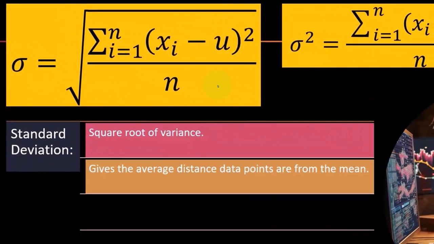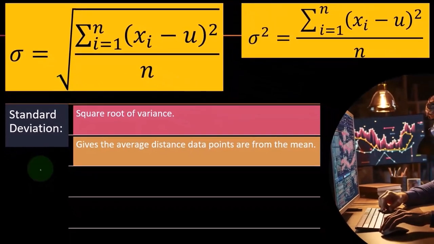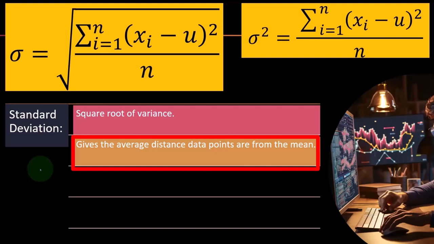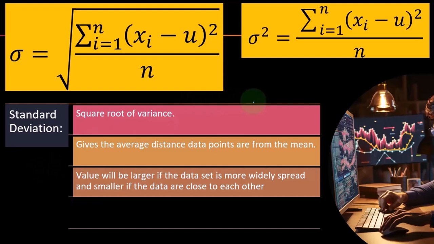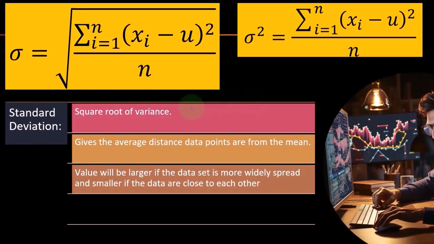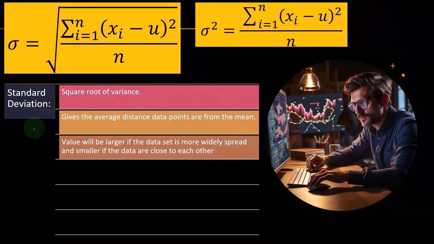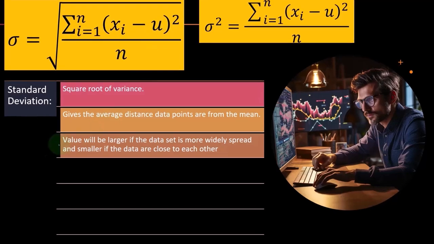So we just took the variance and then took the square root of it. It gives the average distance data points are from the mean. So, average distance from the mean. Values will be larger if the data set is more widely spread and smaller if the data are close to each other. So again, both of these numbers often seem a little bit more abstract, but if you're comparing different data sets, it becomes apparent, because if the standard deviation is larger, you would expect more spread in the data from the middle point, from mu, the mean. If it's smaller, you would expect the data points to be more compact around that middle point.